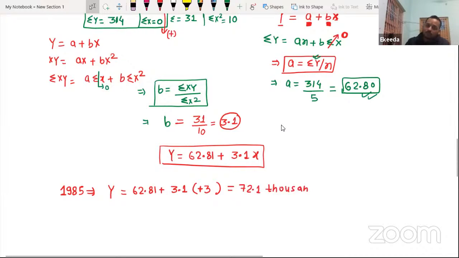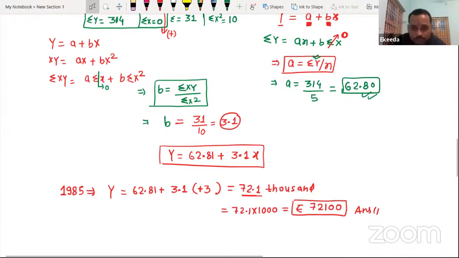Now we have to write the answer. Many of the students are making the mistake of writing directly 72.1 rupees. So it is 72.1 thousand. So final answer is 72.1 into 1000. So it is going to be rupees 72100. Okay, rupees 72100. So this is the answer for 1985.